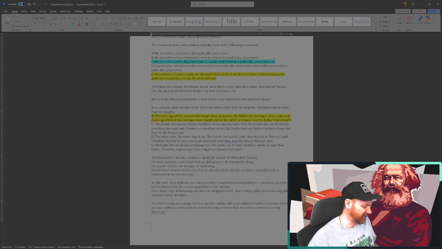But we're looking for the argument that's the most similar, right? And B is not similar.